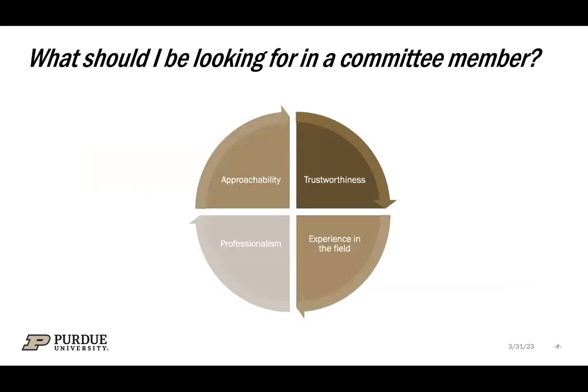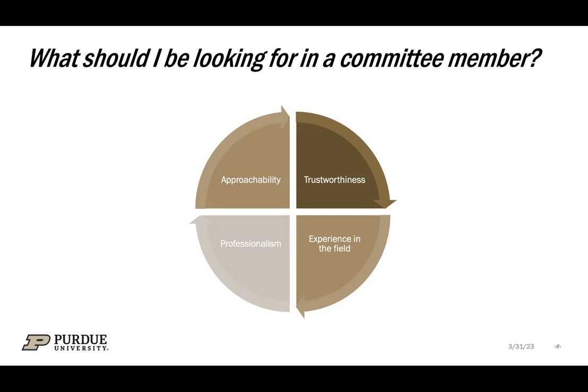So what should we be looking for in a committee member? Approachability. You do want somebody that you are comfortable asking questions to. Trustworthiness. This person, of course, will know a lot of your data. You want to make sure that they have your best interest in mind, professionally, academically, maybe personally. Experience in the field. Of course, this is a little bit of a position of authority as well as somebody that you'll be working closely with.